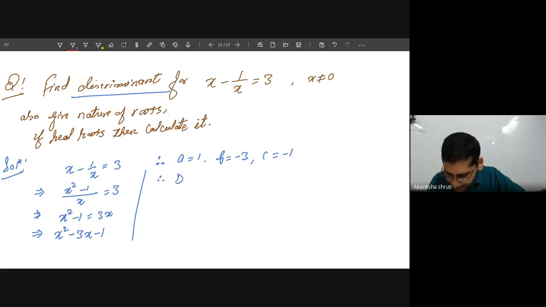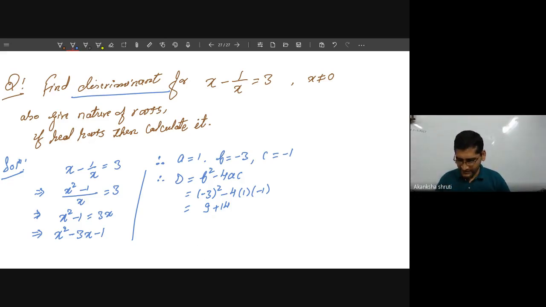Therefore, discriminant D is given by b square minus 4ac. You should always write this formula before substitution, otherwise some error may occur. So minus 3 square minus 4, a is 1 and c is minus 1. Student, minus 4 into minus 1 becomes plus 4. So it is 9 plus 4, which is 13. Very good. So it is 13.